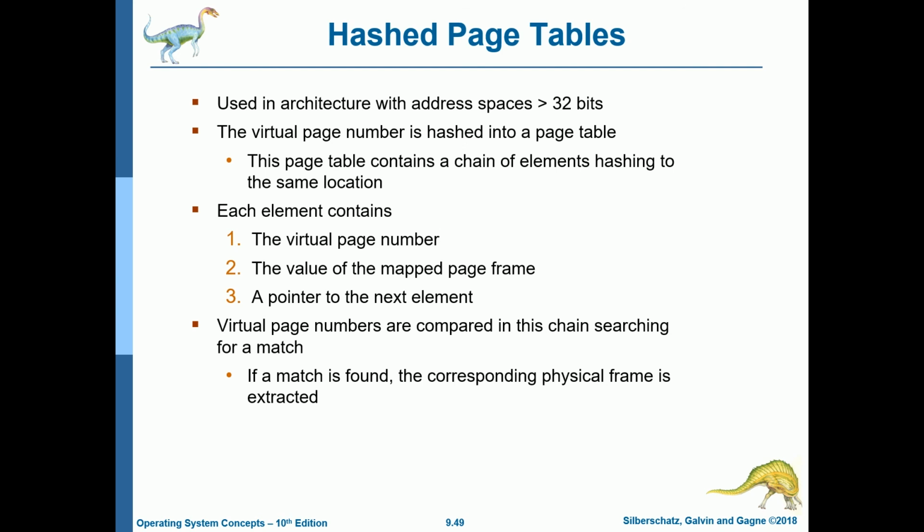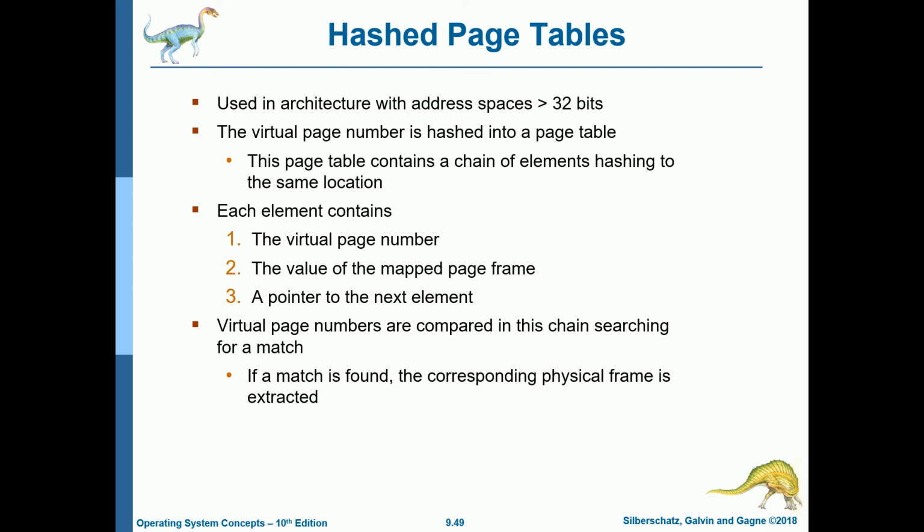One approach for handling address spaces larger than 32 bits is to use a hash page table. The hash value being the virtual page number. Each entry in the hash table contains a linked list of elements that hash to the same location. Each element consists of 3 fields: the first one being the virtual page number, the second one the value of the mapped page frame, and the third a pointer to the next element in the linked list.